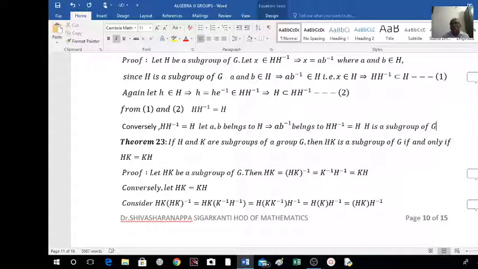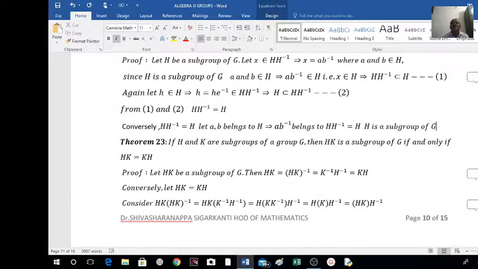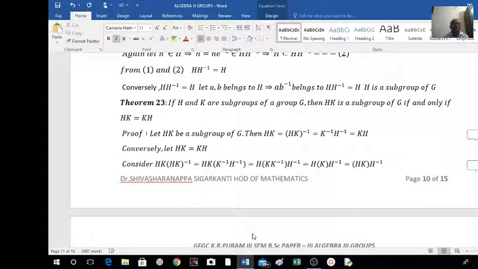Next, converse part. Conversely, let HK equal to KH. I have to prove that HK is a subgroup of G. To prove this, I will use this result: a subset H of a group G is a subgroup of G if and only if HH inverse equal to H. In this theorem, what I have to prove is that HK is a subgroup. For that, we try to prove that HK into HK whole inverse is equal to HK. That is HH inverse equal to H, right?